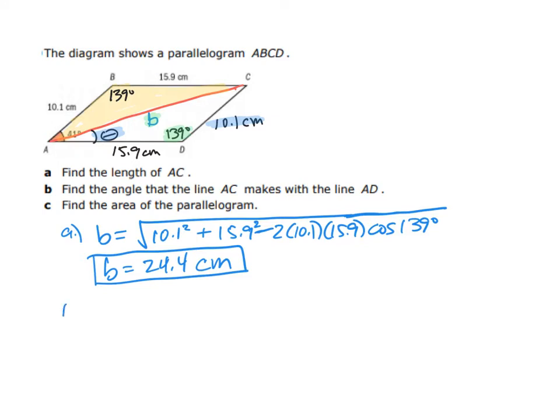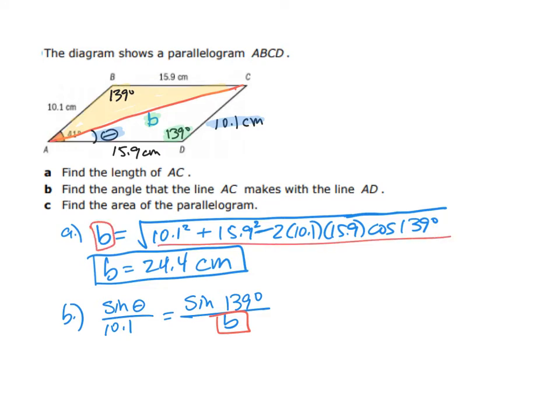So for part B, I'm going to start with the blue. I'm going to say the sine of theta over 10.1 is going to be equal to the sine of a 139-degree angle over b. Remember, b is not unknown. b has a value. It's all this stuff, right? That hopefully you have stored in your calculator, okay?